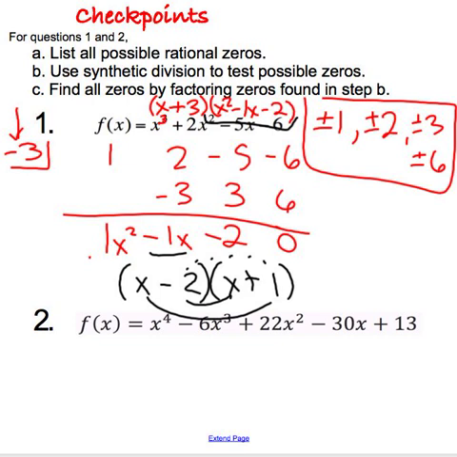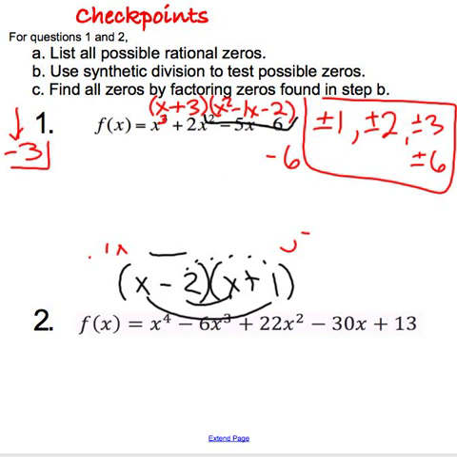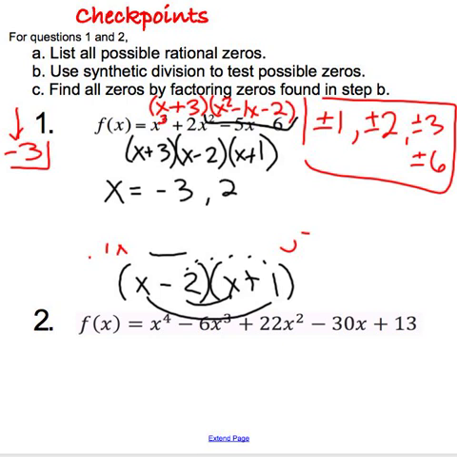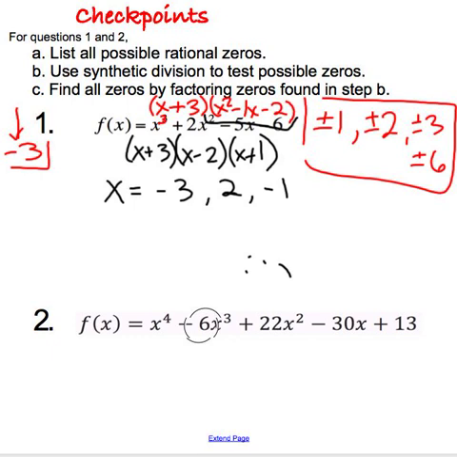So my final answer is the factors for this polynomial are x plus 3 from synthetic division, and then my other two, x minus 2 and x plus 1. That is my factored form, and that gives me my zeros. So my zeros occur when x is negative 3, 2, and negative 1. Those are my 3 zeros for this function. So you're starting with thinking through the possible zeros, and then you're guessing and checking. You're trying one and checking it.